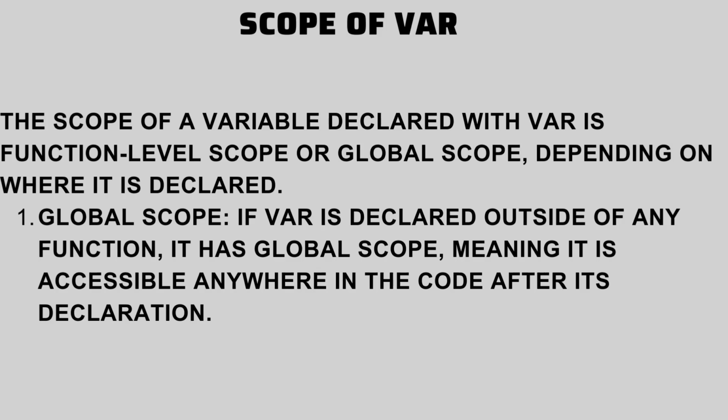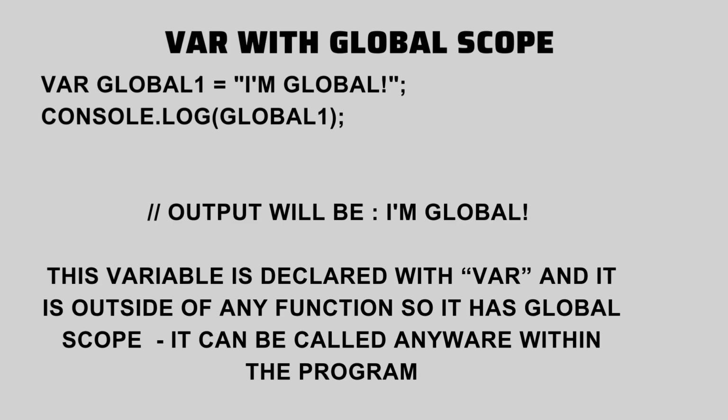Scope of var. The scope of a variable declared with var is function level scope or global scope, depending on where it is declared. Global scope: if var is declared outside of any function, it has a global scope, meaning it is accessible anywhere in the code after its declaration.